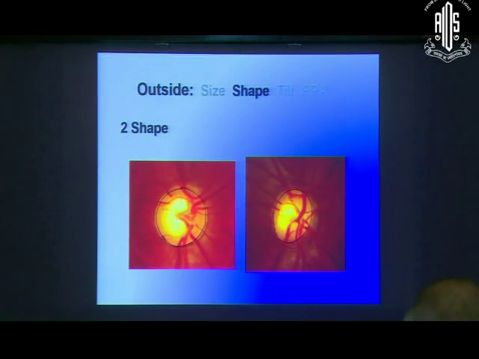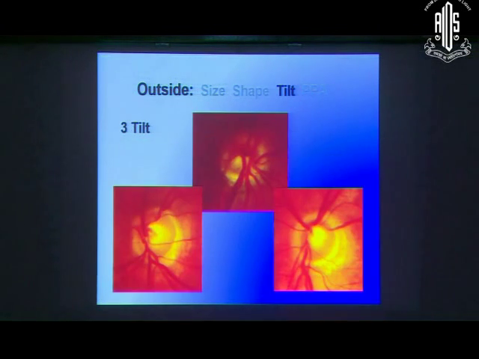Is it oval, or tilted for that matter, or does it have a torted disc? And this tilt is a very peculiar thing, because in an otherwise normal disc, you could have other ancillary investigations like HRT and OCT that help you a lot. But in a tilted disc, I think none of those investigations are very useful unless you know the kind of disc you are dealing with.